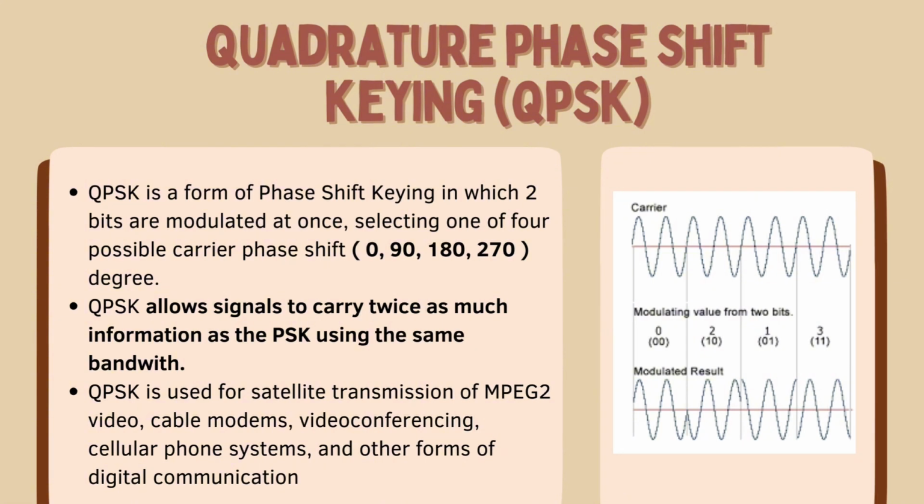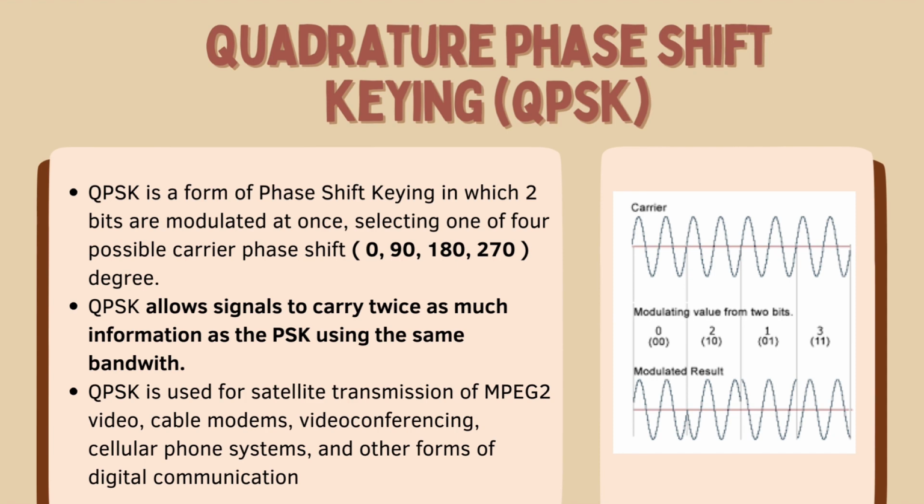QPSK is a form of phase shift keying in which two bits are modulated at once, selecting one of four possible carrier phase shifts, which are 0 degrees, 90 degrees, 180 degrees, and 270 degrees. QPSK allows signals to carry twice as much information as phase shift keying, using the same bandwidth.